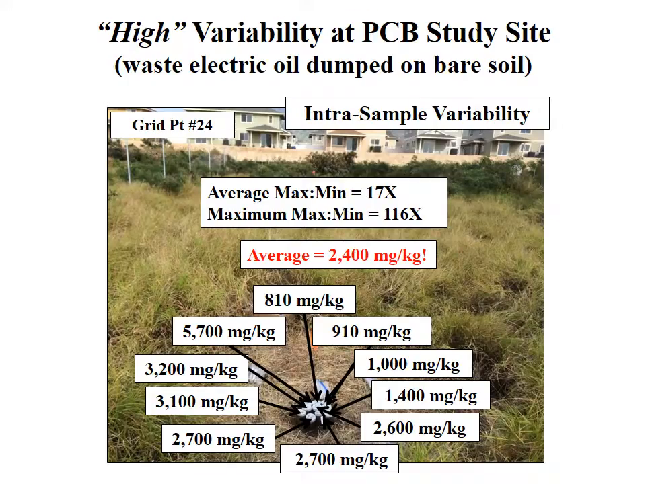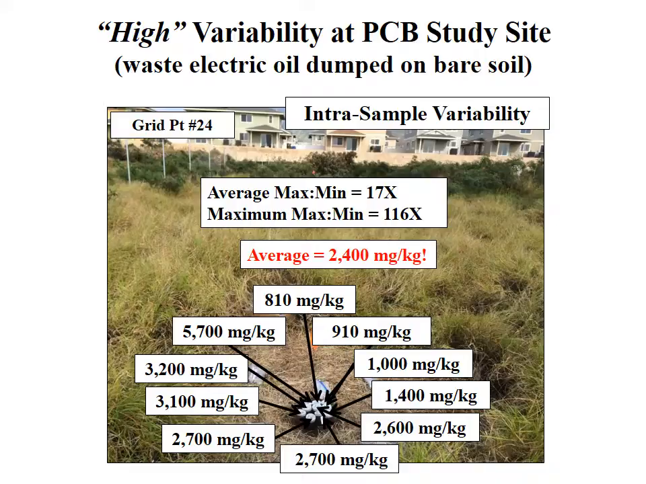Let's move on to the PCB site, and again we saw very high variability between PCB concentrations reported for individual samples. This is looking at the intra-sample variability for grid point 24. Lowest concentration reported for the sample, 810 milligrams per kilogram. Highest concentration, almost an order of magnitude greater, 5,700 milligrams per kilogram.